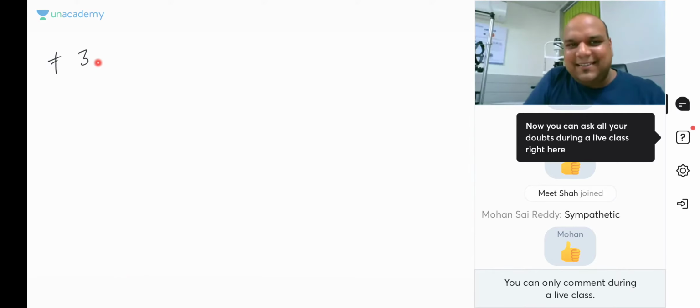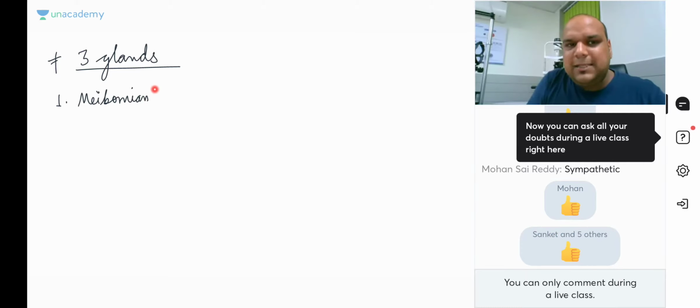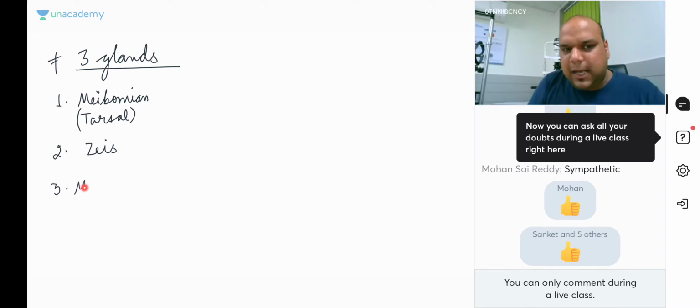Apart from the three muscles, there are three glands, everybody. Three glands in the eyelid. So, what are the three glands? I hope again that you know the names. Number one gland is called the meibomian gland. Meibomian gland is also called the tarsal gland. The second gland is your Zeiss gland. And your third gland is the gland of Moll, or Moll gland. Okay, everybody? Now, what are the secretions by these glands?